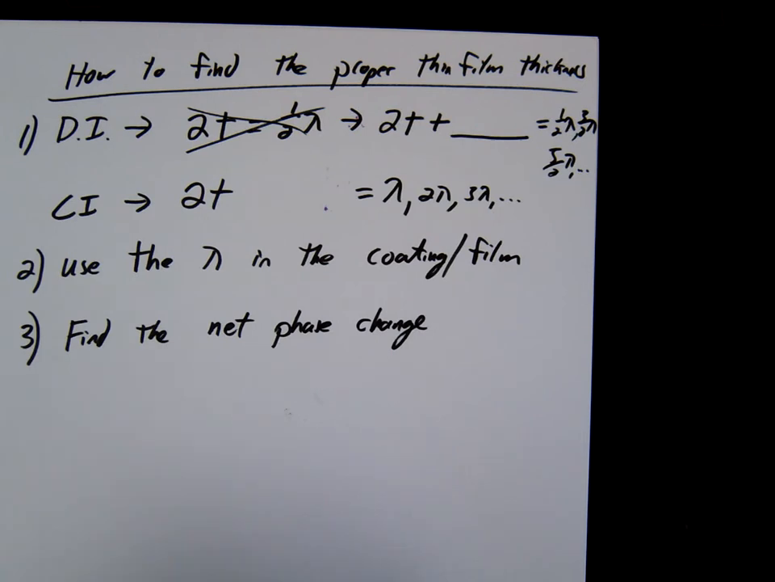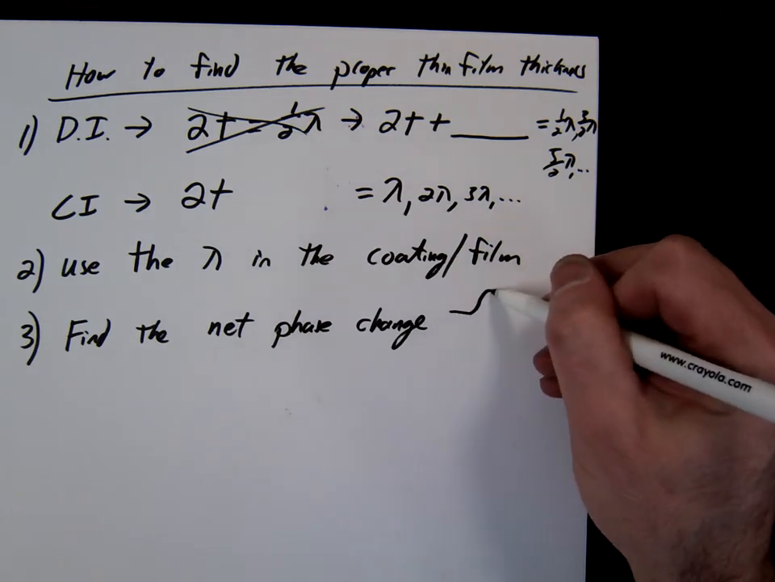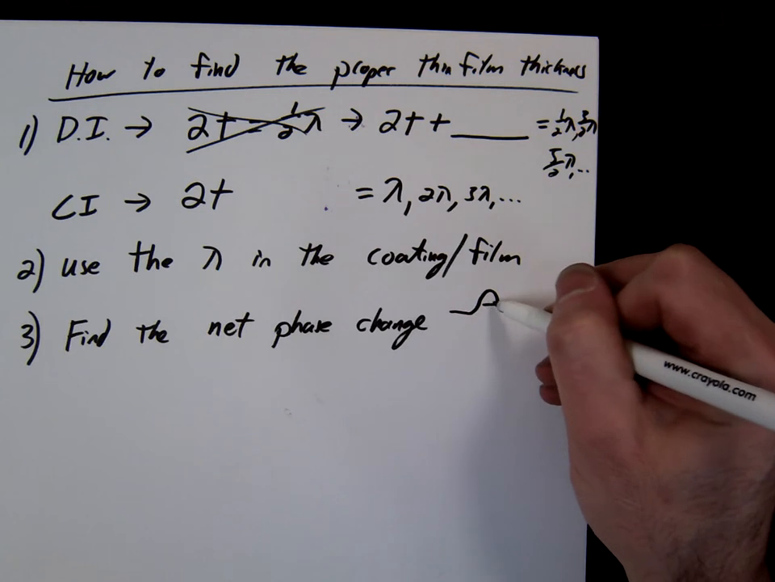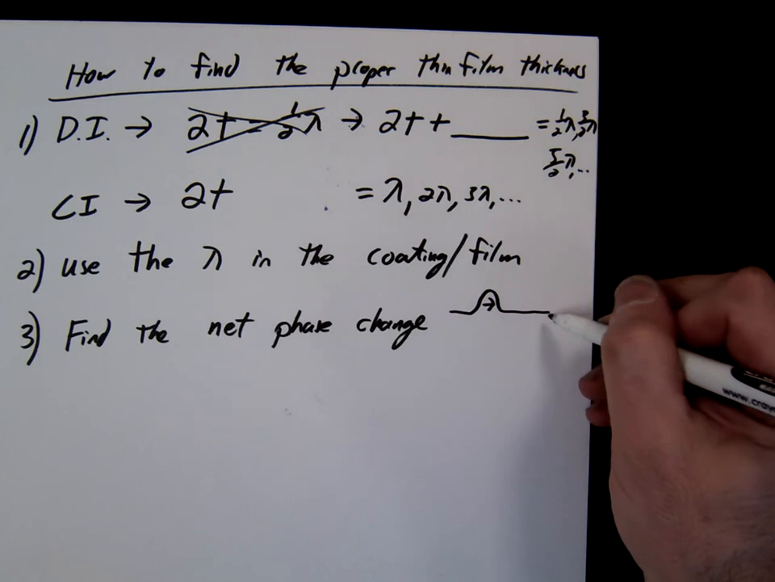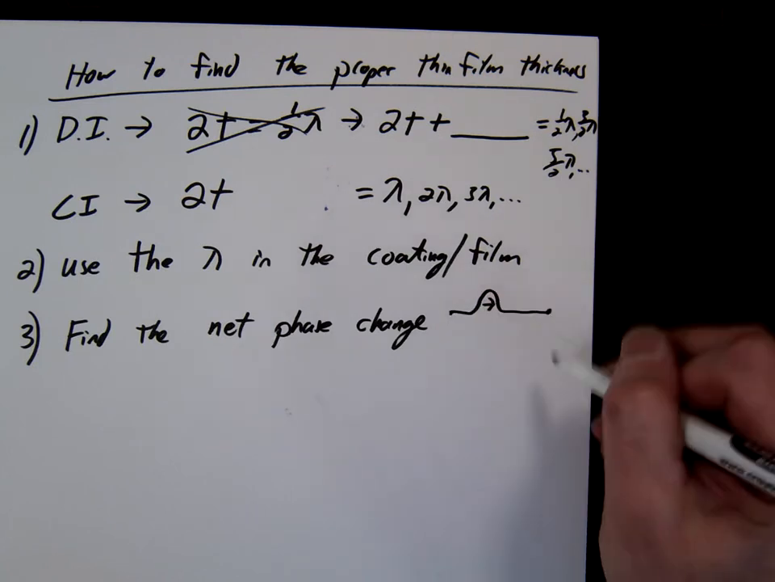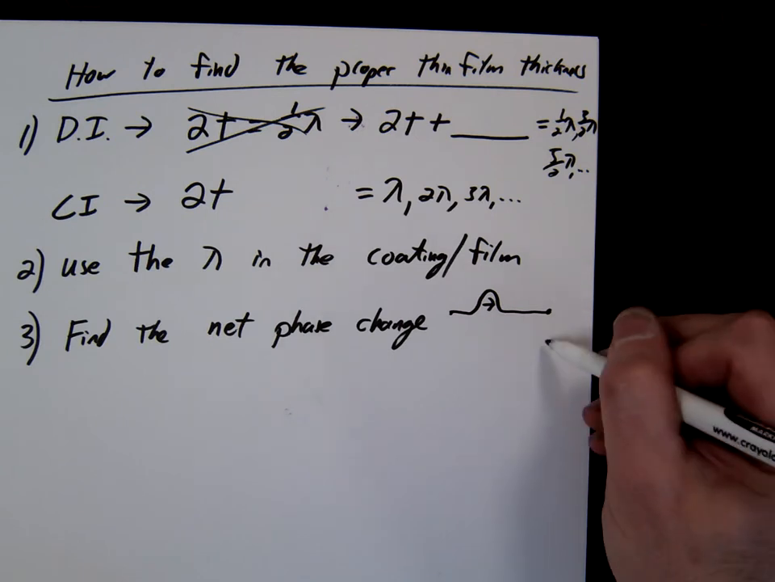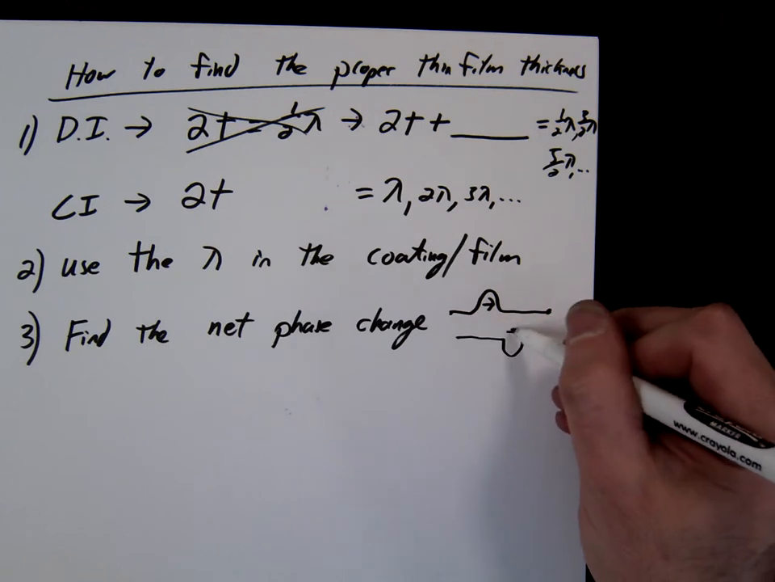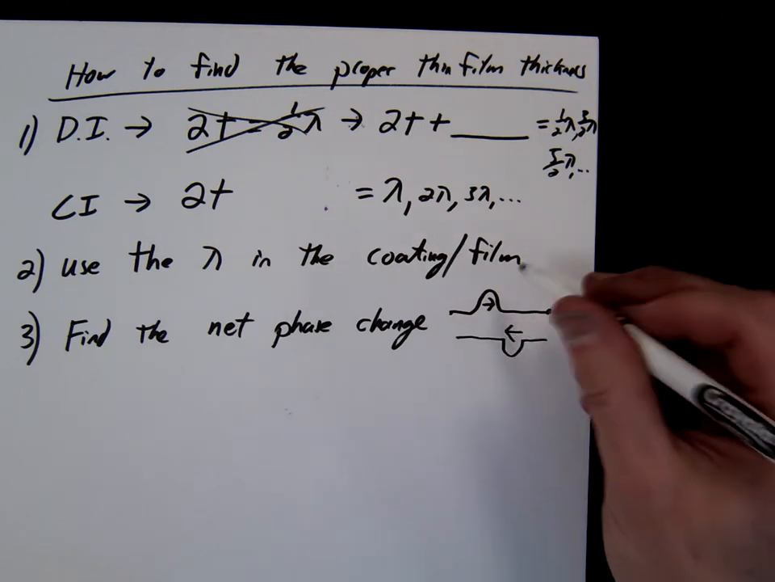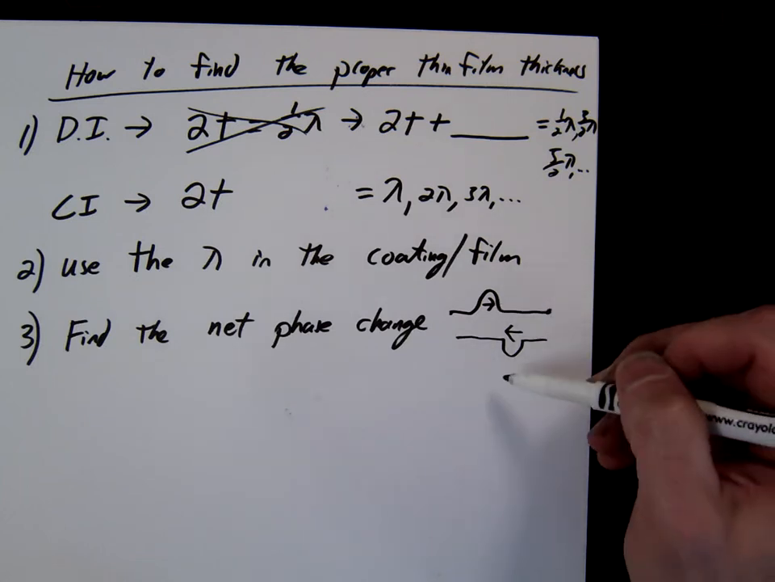Find the net phase change. So phase change is, well, recall when we talked about waves. If I sent a wave pulse down a slinky, when it hit the fixed end, it reflected. Now how did it reflect? It inverted, right? This is called a phase change. When it inverts, meaning the crest all of a sudden becomes a trough, that's called a phase change. So it inverts like that.